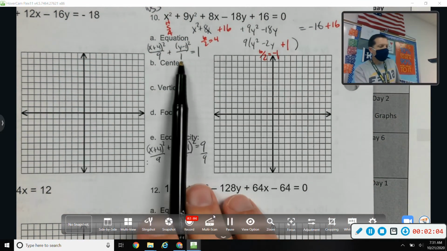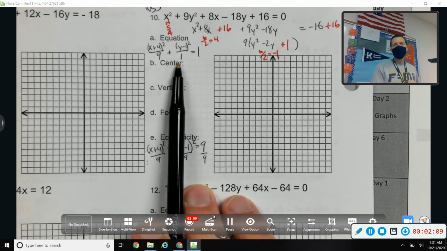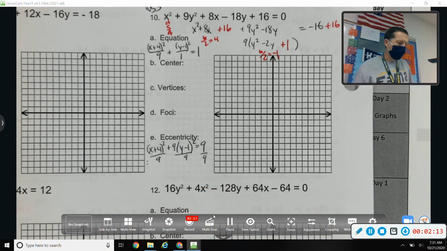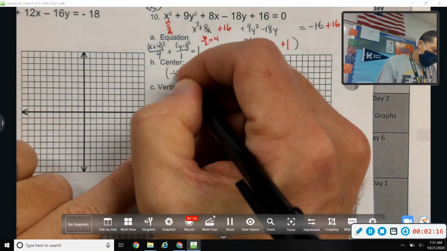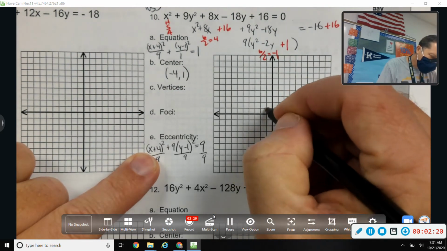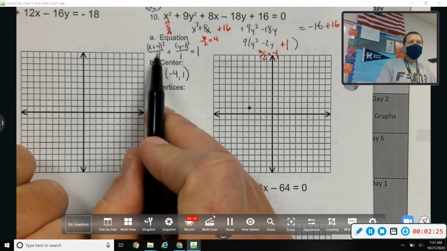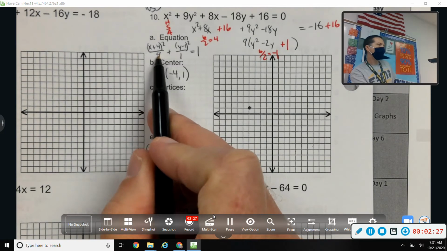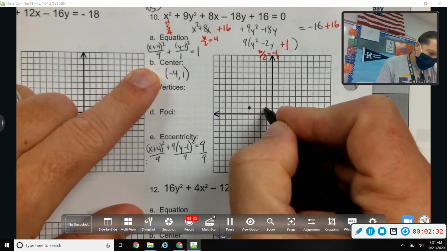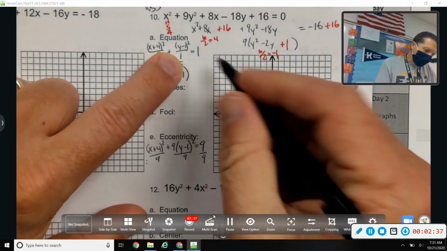And I guess you don't have to put over 1, but to make it match what an ellipse should look like, I would put over 1. That way it sort of fits the format of the rest of the problem. Center is at negative 4, 1. If it's under x, go that many in x. Remember, that's true for ellipses or hyperbolas. So we'll go left and right 3 from the center. And then we'll go up and down 1, because 1 is under y.